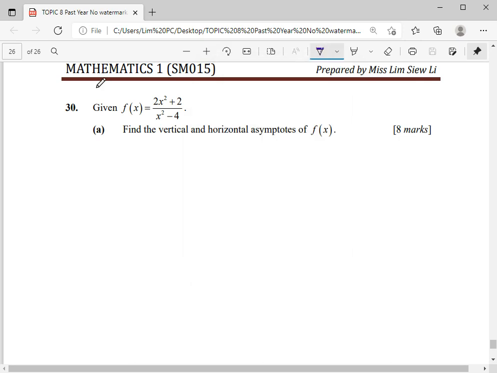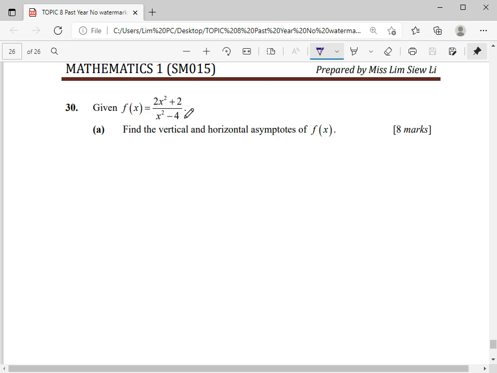So for question 30, they give us a reciprocal function, and then they ask us to find the vertical and horizontal asymptotes for this function. So we can use our idea from topic 5, where the vertical asymptote is found by finding the x values where the function is not defined. Meanwhile, for the horizontal asymptote, we have to find the limit as x approaches infinity.